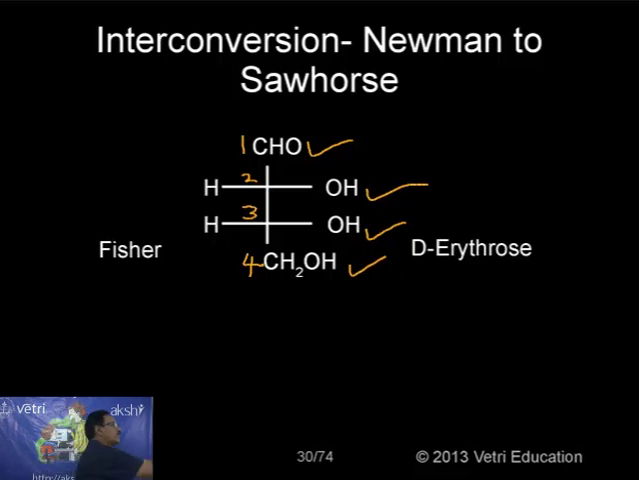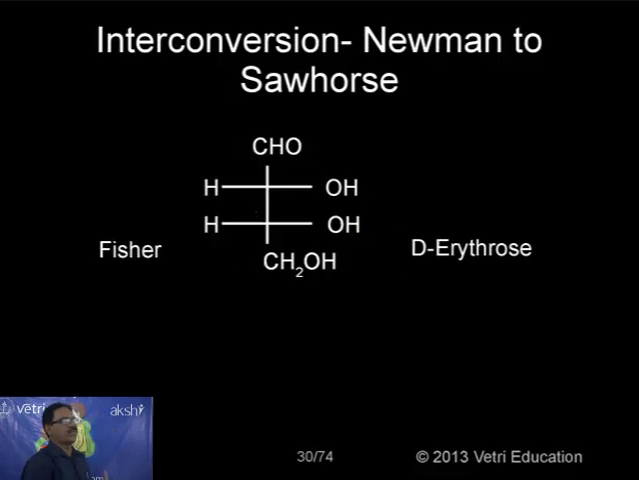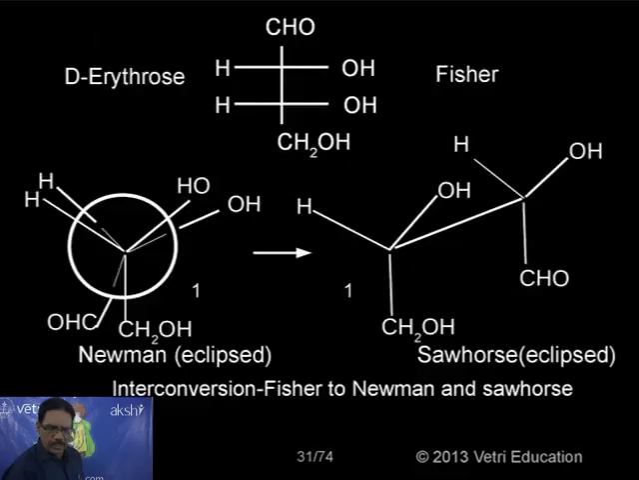Okay, so this Fischer projection, how to convert into Newman as well as Sawhorse? Here, Newman to Sawhorse I have written. So I will show you both, that is from Fischer to Newman as well as Sawhorse. Now, kindly see the model. So that is D-erythrose, kindly see the structure here, D-erythrose structure.